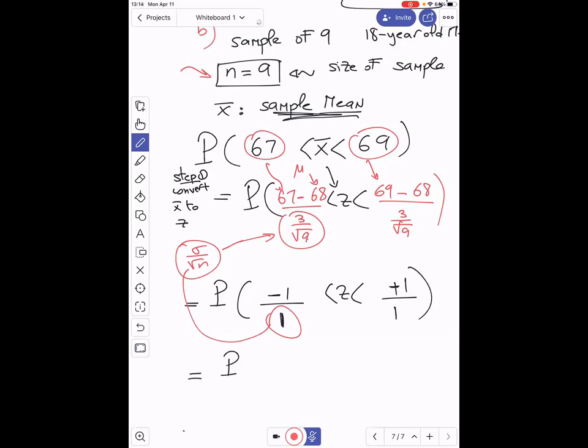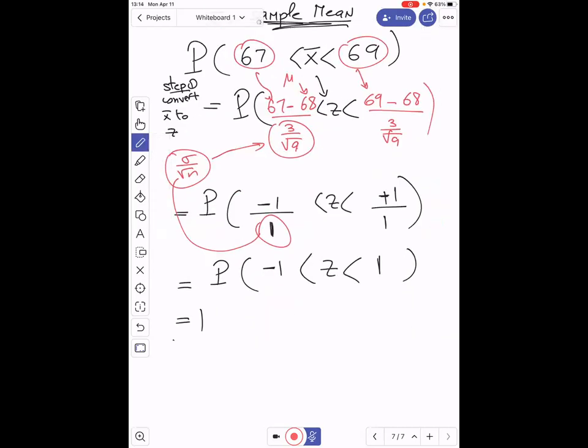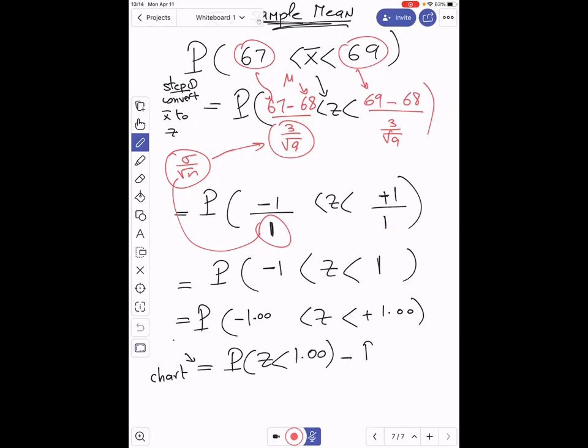So that's the probability that Z is between negative 1 over positive 1, that would be negative 1, and positive 1 over positive 1, it's just positive 1. In other words, this is the probability that Z is between negative 1.00 and positive 1.00. So then we can use our table 3. Because this is Z between two numbers, that will be the probability that Z is less than the second number, 1, minus the probability that Z is less than the first number, negative 1.